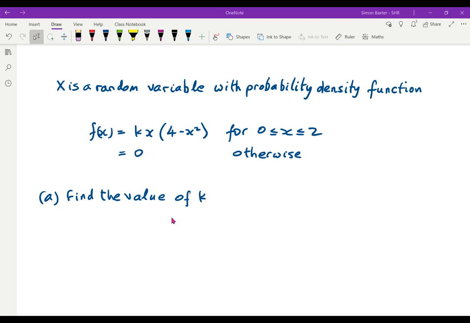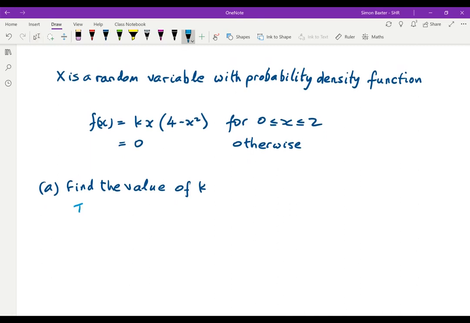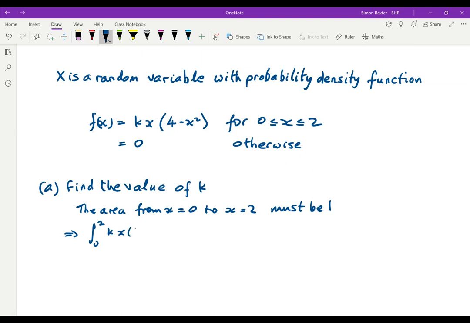What else do we know about a probability density function? Well, we should be able to remember, it's not much to remember, that the area under the curve, so that's the area from x equals 0 to x equals 2, must be 1. That is the point that I stressed several times about probability density functions. That tells us that the integral from 0 to 2 of k x (4 minus x squared) dx must be 1.